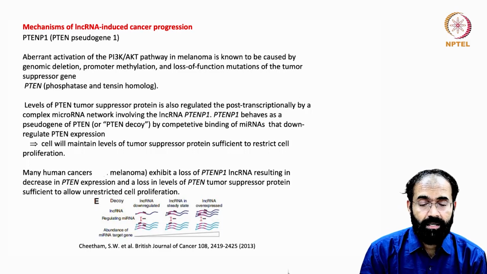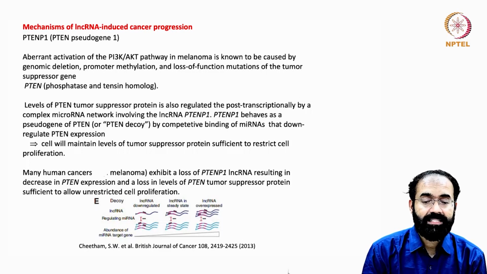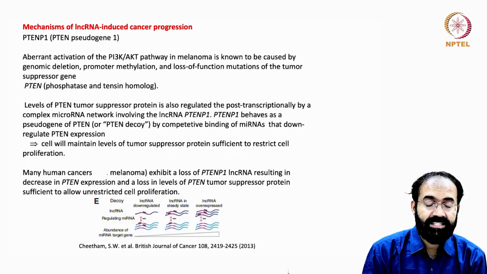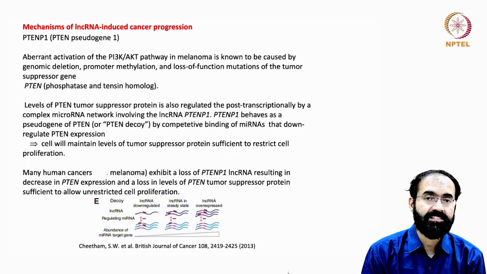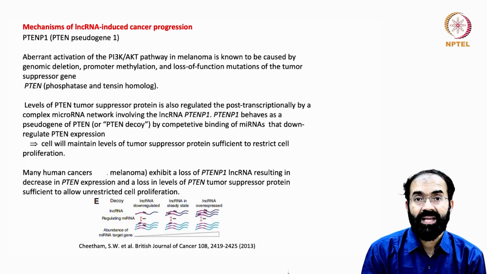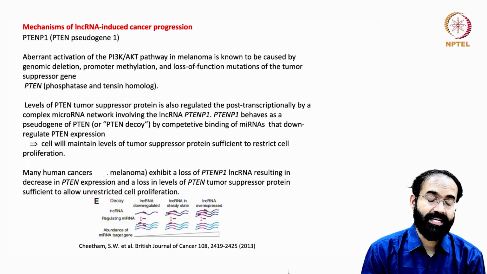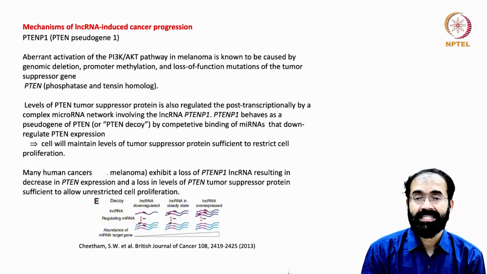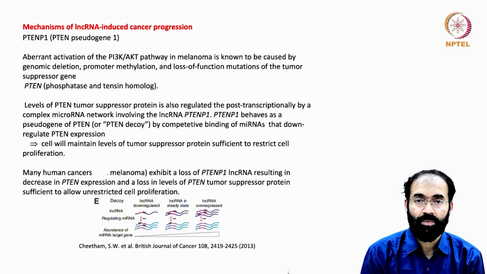So PTENP1 does a competitive binding of the miRNA that is capable of downregulating PTEN expression. So what will happen is that the cell will maintain the levels of tumor suppressor protein sufficient to restrict cell proliferation. So what we can understand is that PTENP1 behaves somewhat like PTEN, but it is not doing the exact functions that PTEN is capable of doing.